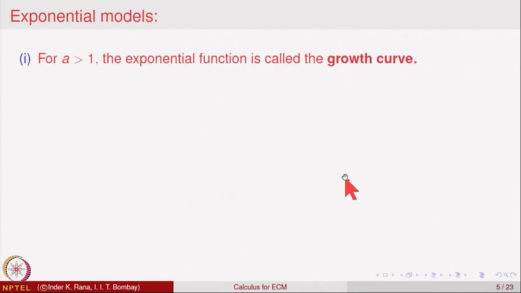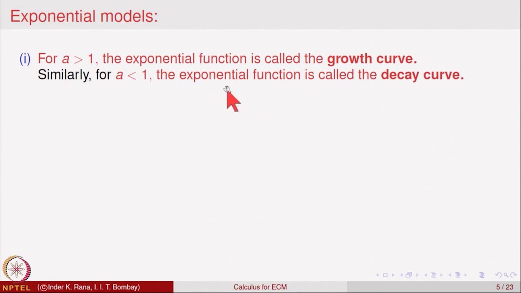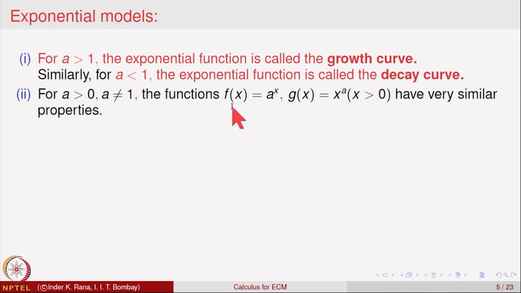Let us look at some observations. For a bigger than 1, we said that a raised to power x is an increasing function, so values increase. Normally for a bigger than 1, the exponential function a raised to power x is called the growth curve, and for a less than 1, because it is decreasing, it is called the decay curve. Next, just look at the exponential function a raised to power x and the function x to the power a. a is fixed in both of them. Here the base is being raised to a power which is varying. Here the power is fixed, and you can think the base is varying.